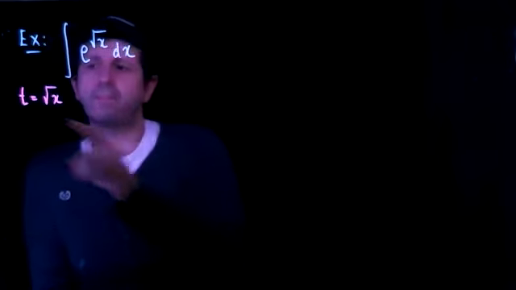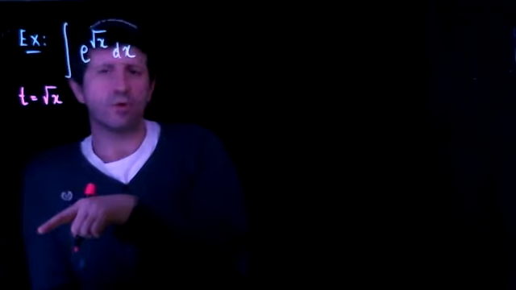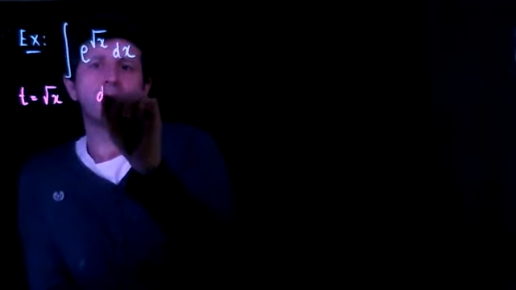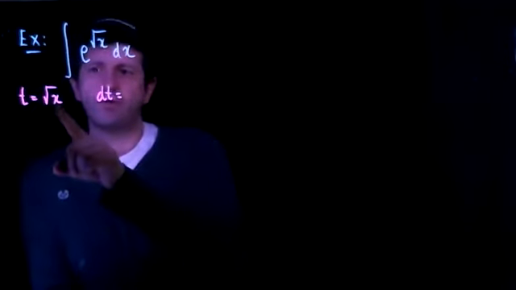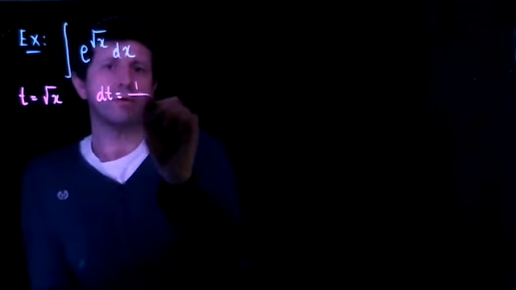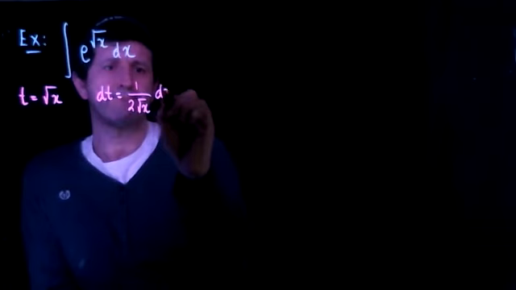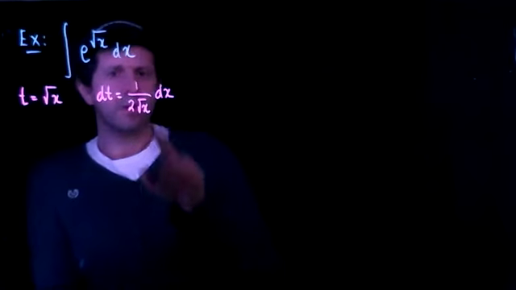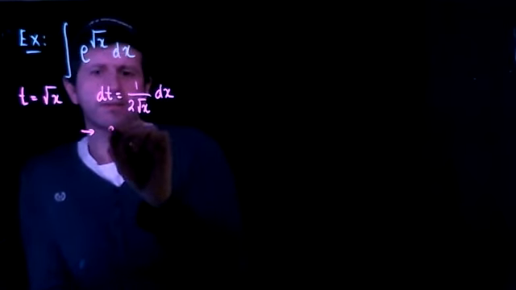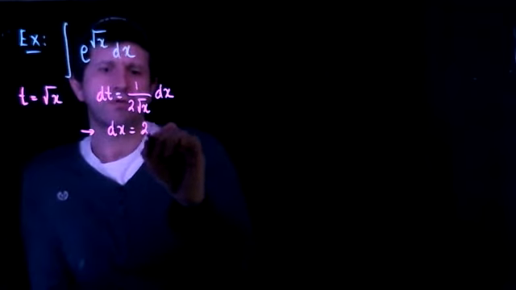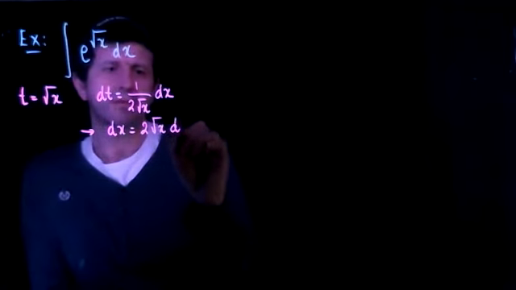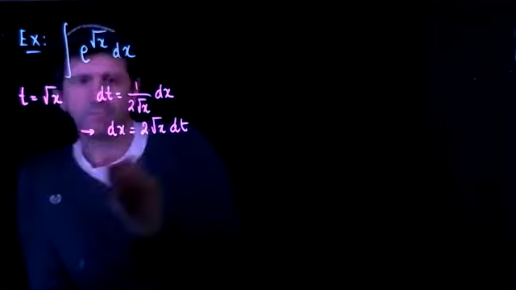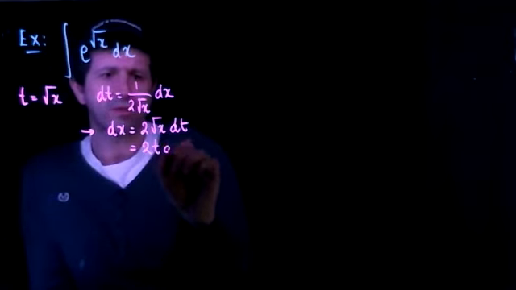Okay, I'm not going to use u because I'm going to save the u for the integration by parts that's going to come right after. So t is equal to square root of x. Therefore, dt is what? The derivative of square root of x is 1 over 2 root x dx. Okay, and so dx is 2 root x times dt, but root x is t. So dx is 2t dt.